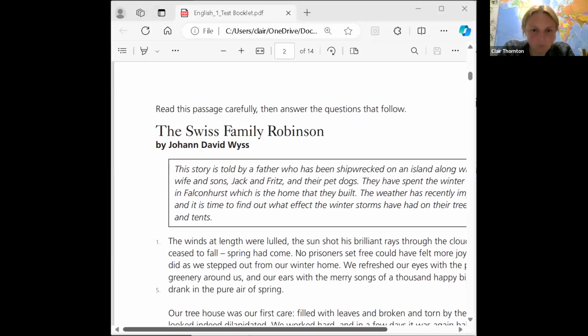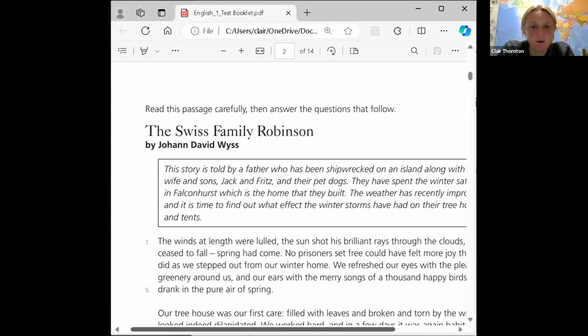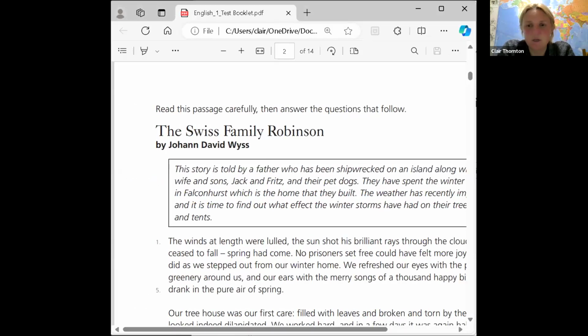Okay, right. So here's the first bit and the first question. The first question says, at what time of year is the passage set? So a nice, easy retrieval question. You've got to find out what time of year it's set. However, there's always going to be little curveballs thrown in. If you were to just read that bit at the beginning, you can see that it says they have spent the winter safely in Falconhurst. Now, winter is one of our possible answers, but it's not winter now. The reason is that it says they have spent, so they haven't finished spending time there, okay?